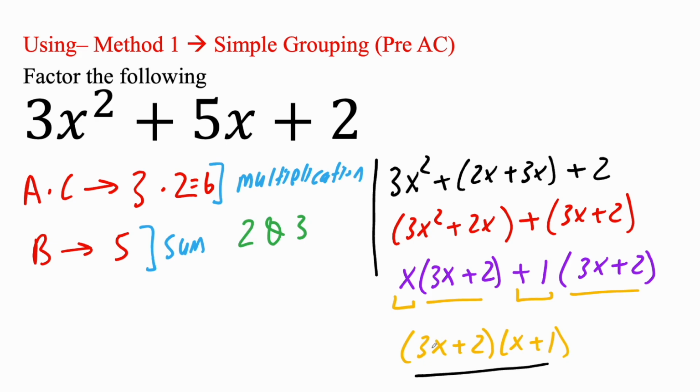And we can always check. 3x times x would give us 3x squared. 3x times 1 is 3x. 2 times x is 2x. 3x plus 2x is 5x. And finally, 2 times 1 is 2. And so it's a match.